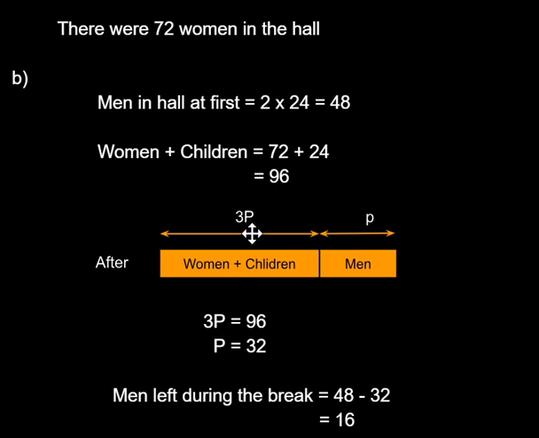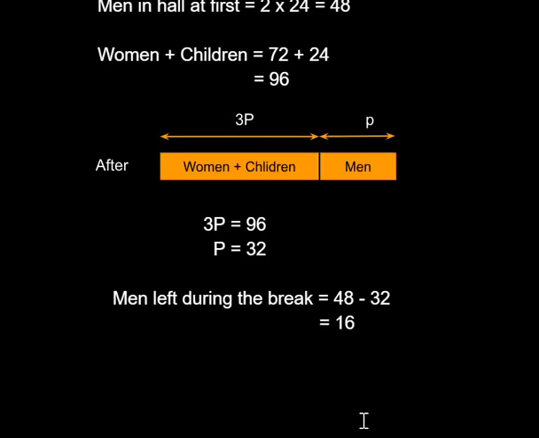Now, after the men left the hall, they become 1/4 of the total audience. So 3P is equal to women plus children, and the remaining 1/4, P, must be the men. So if 3P is equal to 96, P must be equal to 32. So this means that the number of men originally was 48, and the leftover number is 32, so 16 men left the hall.